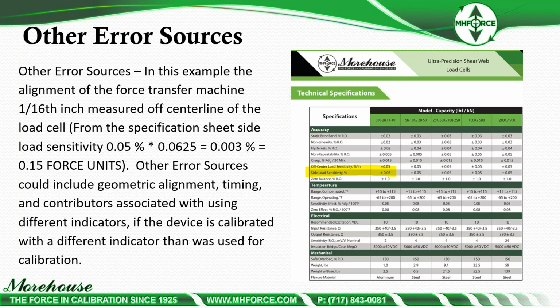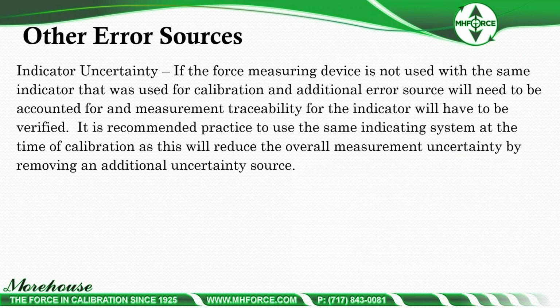If the device is calibrated with a different indicator than it was used for calibration, then you have other things to consider if you're swapping indicators. NCSLI RP12 will tell you some of the things to use for indicators and amplifiers. We recommend if you're using a reference standard load cell, buy a good indicator, and keep them together, married as a system. If you're interchanging meters, then you're going to have to do a whole other uncertainty analysis on those meters and add that to your budget.